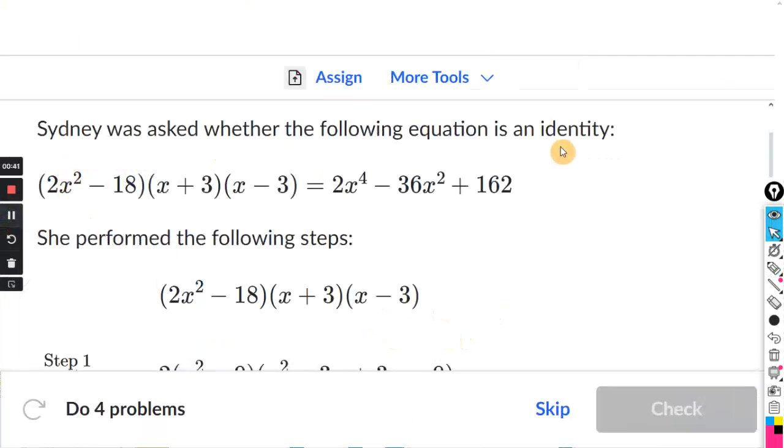Sydney was asked whether the following equation is an identity. What does that mean? We'll just make sure these are equal on both sides, and we're going to check her steps. The left-hand side of this equation is this here, and we're going to unpack this, see if it matches this here, one step at a time.